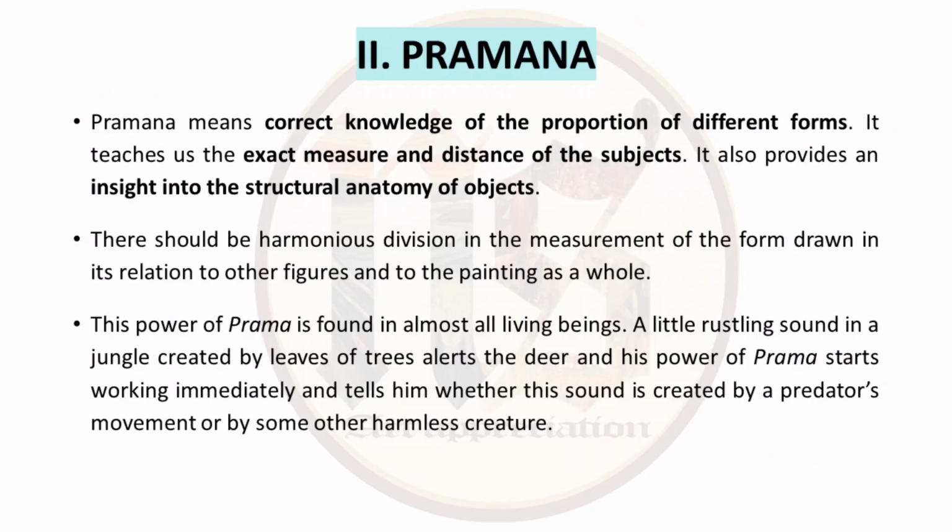Second is Praman. Praman means correct knowledge of the proportion of different forms. It teaches us the exact measure and distance of the subjects from each other. It also provides insight into the structural anatomy of objects. So all these things highlighted are the keywords. It is similar to what we did in proportion in Principles of Art. So there has to be a harmonious division in the measurement of form drawn in its relation to other figures and to the painting as a whole.